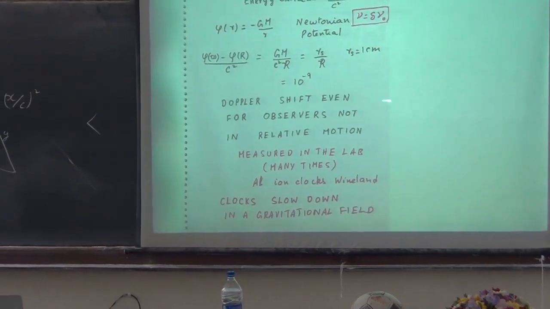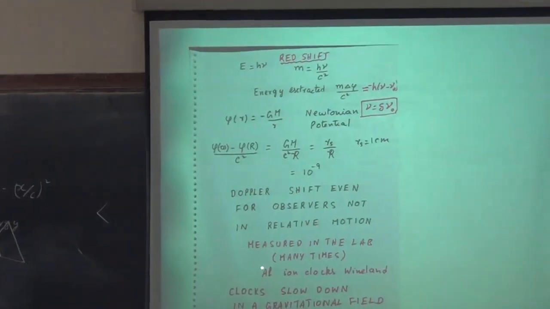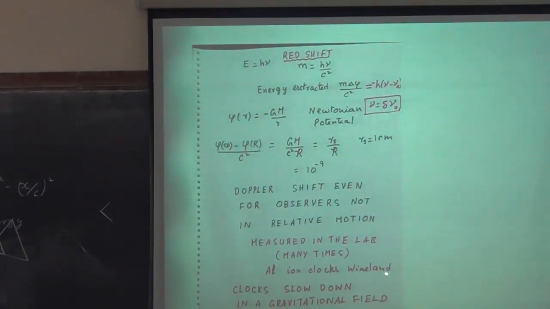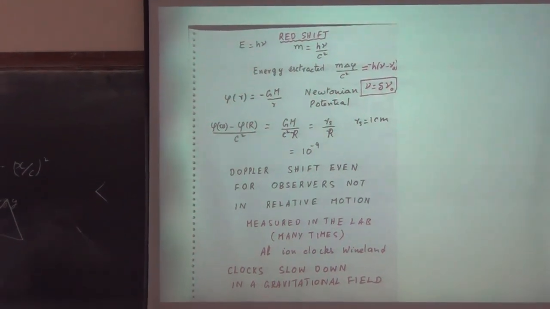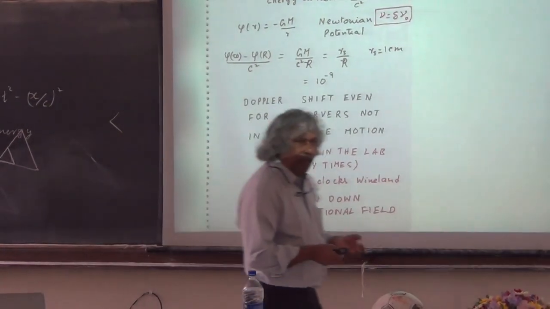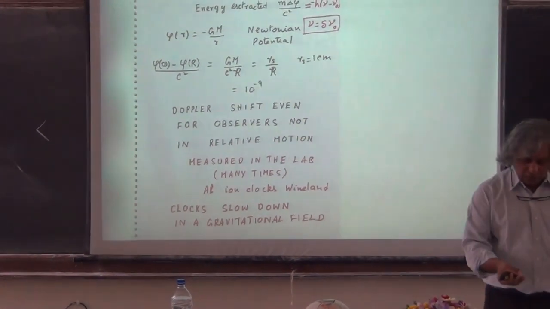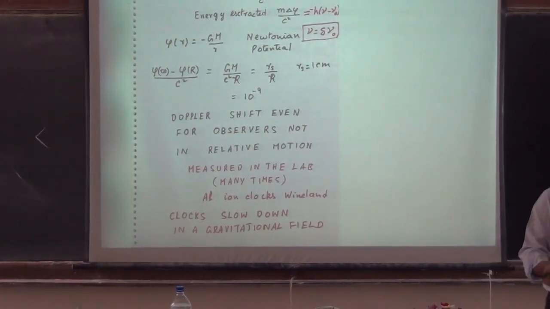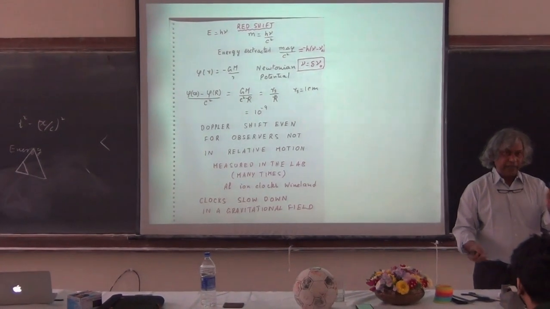There's a Doppler shift even for observers who are not in relative motion. Now, this effect has been measured by Wendel, that's the most recent measurement. You can take two aluminum ion clocks. So basically this is telling you that clocks tick at different rates when they are at a different height.